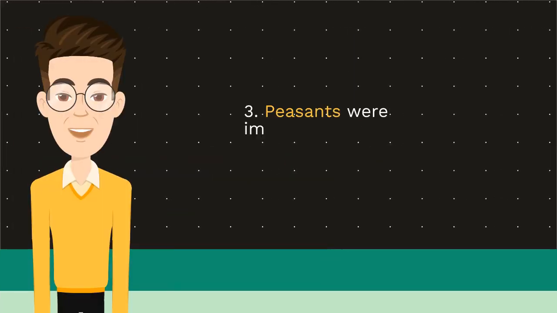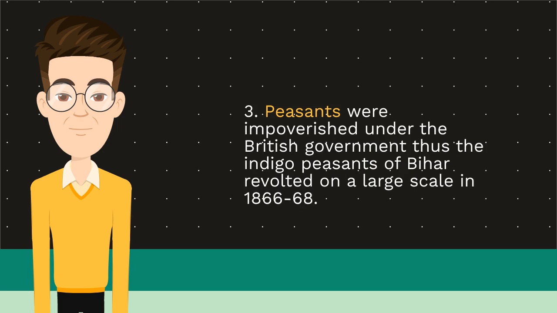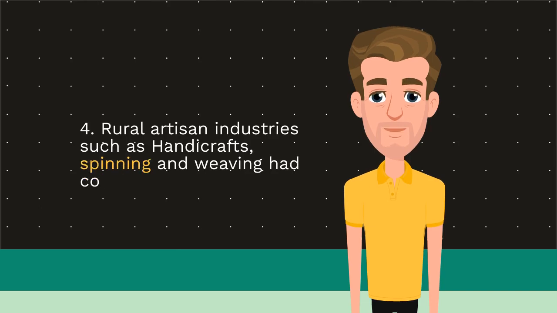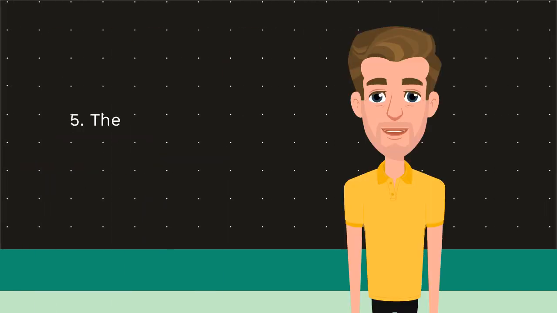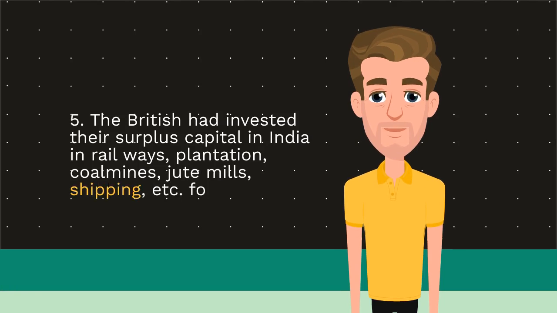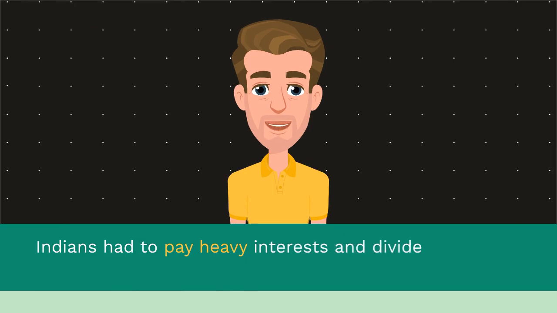3. Peasants were impoverished under the British government, thus the Indigo peasants of Bihar revolted on a large scale in 1866-68. 4. Rural artisan industries such as handicrafts, spinning and weaving had collapsed. 5. The British had invested their surplus capital in India in railways, plantation, coal mines, jute mills, shipping, etc., for which Indians had to pay heavy interests and dividends on this invested capital.